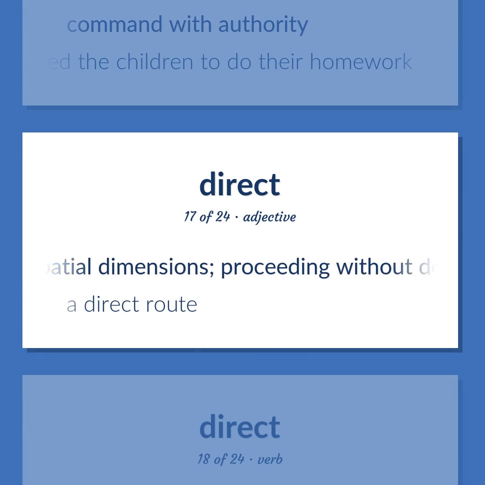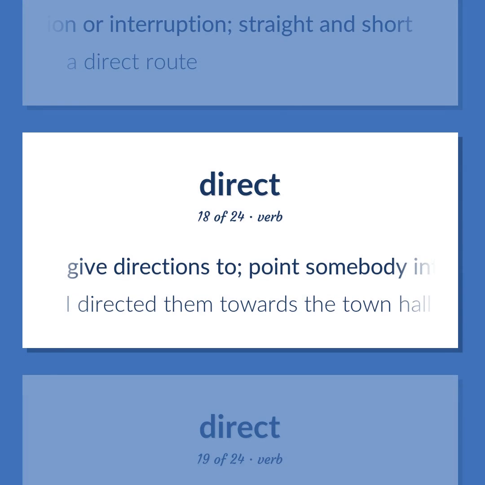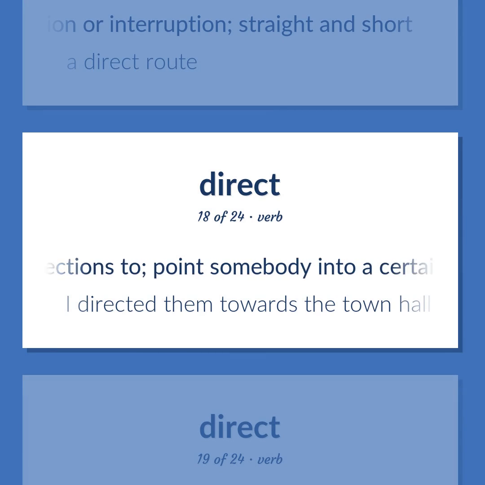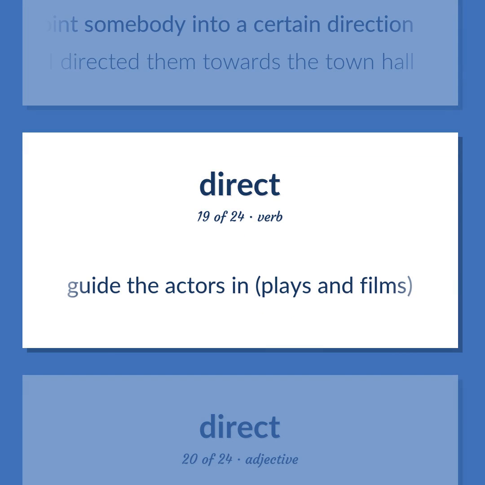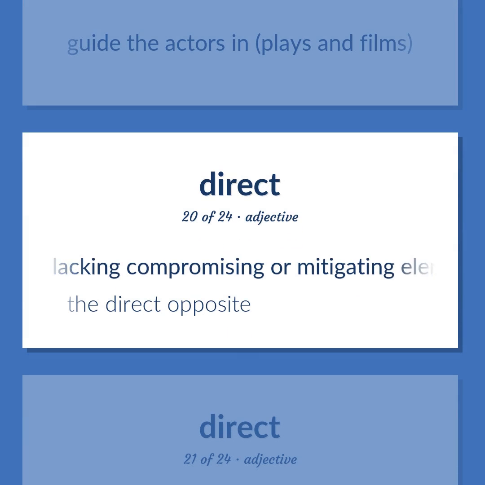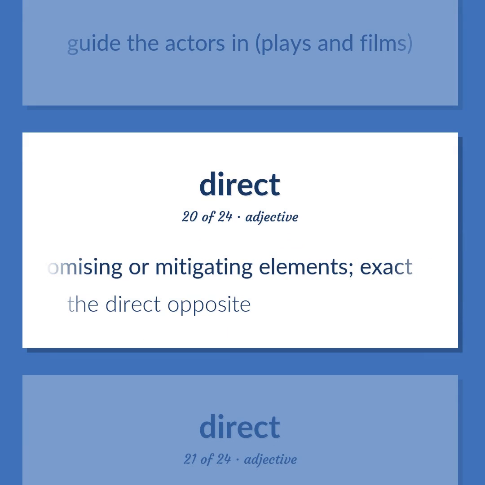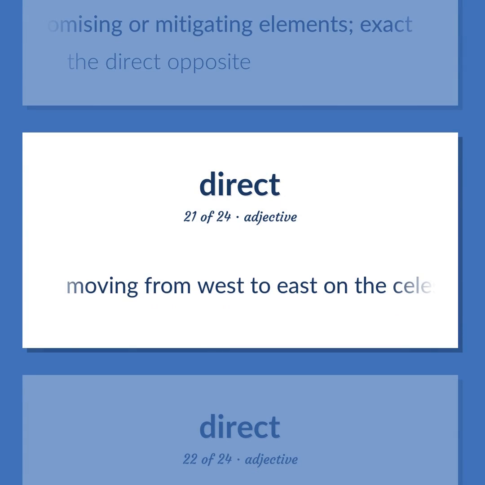Direct in spatial dimensions, proceeding without deviation or interruption, straight and short. A direct route. Give directions to, point somebody into a certain direction. I directed them towards the town hall. Guide the actors in plays and films. Lacking compromising or mitigating elements, exact. The direct opposite. Moving from west to east on the celestial sphere, or, for planets, around the sun in the same direction as the Earth.